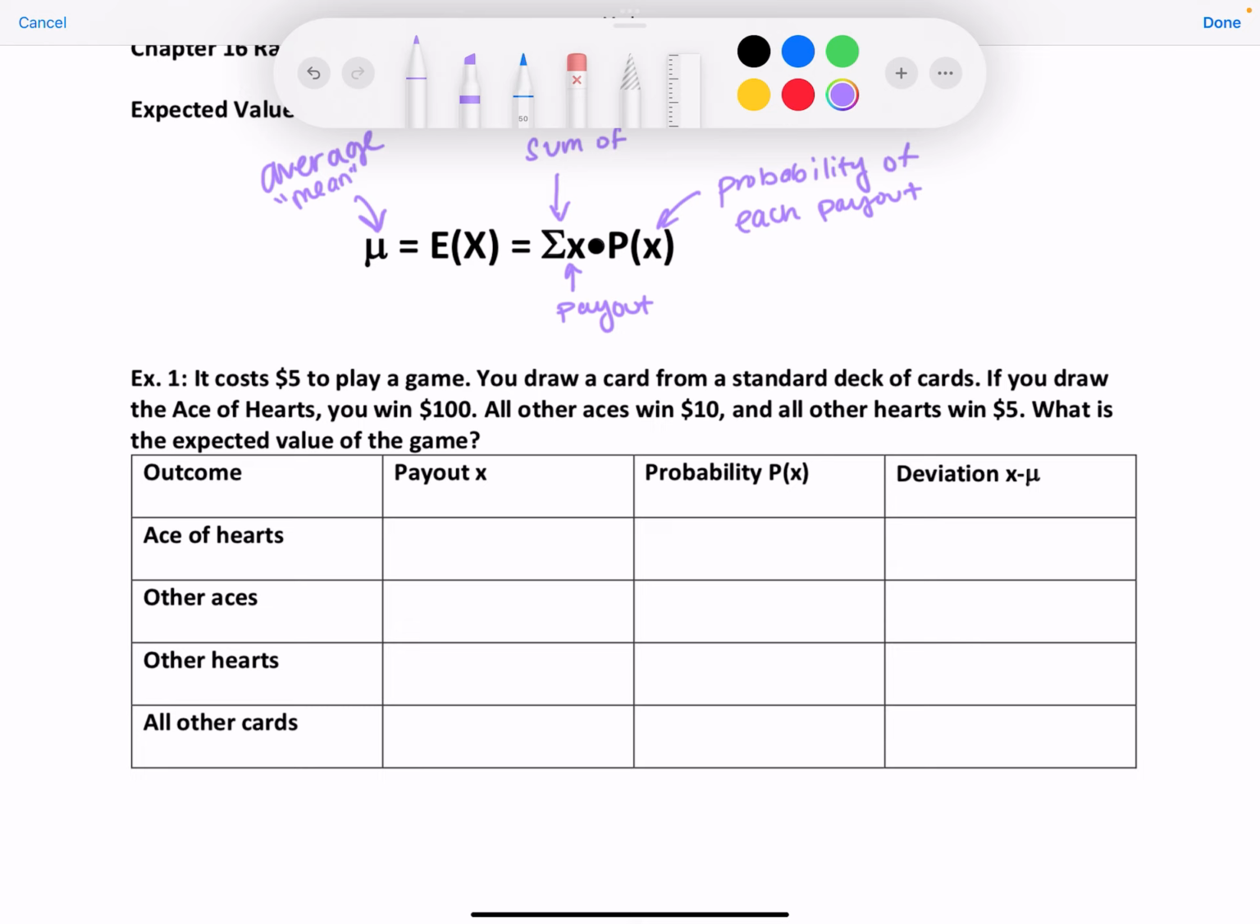So when we're doing the payout for the ace of hearts, it says if you get the ace of hearts, you win $100, but you paid $5 to play, so we would do 100 minus 5 to get $95 would be the actual payout for what basically they would owe you. So it would be 100 minus 5, which would give you 95.